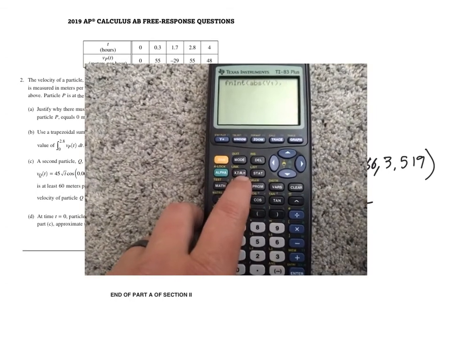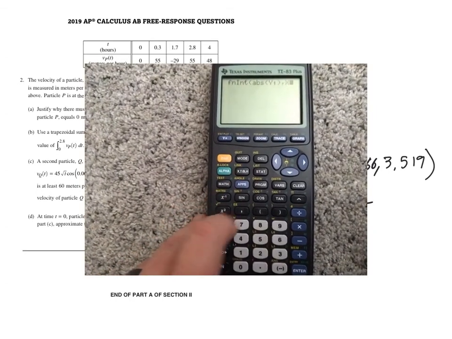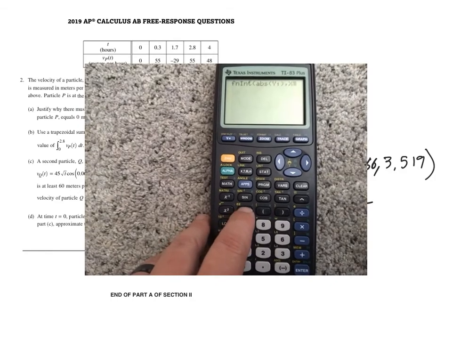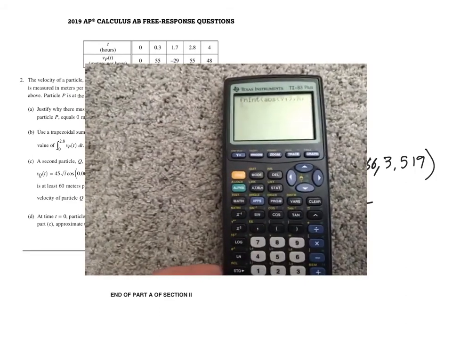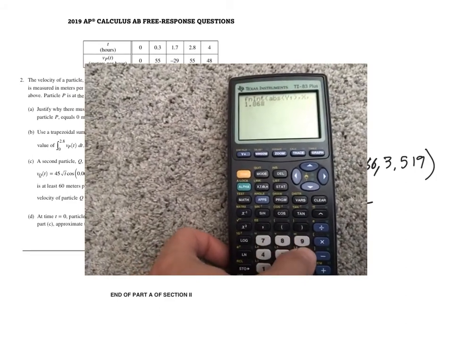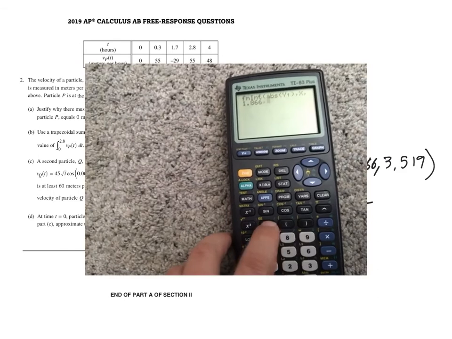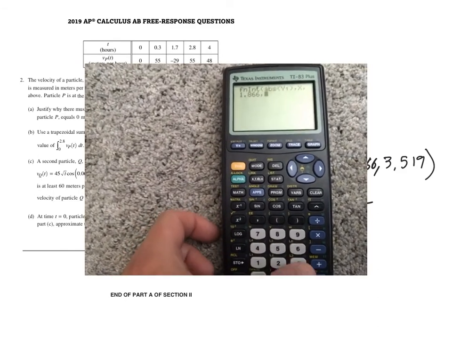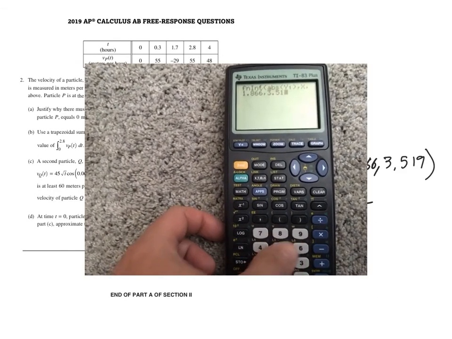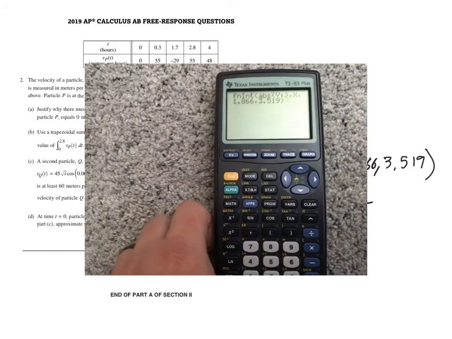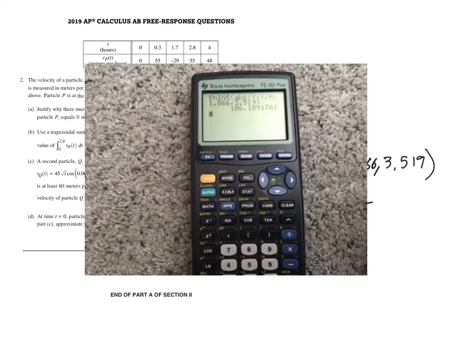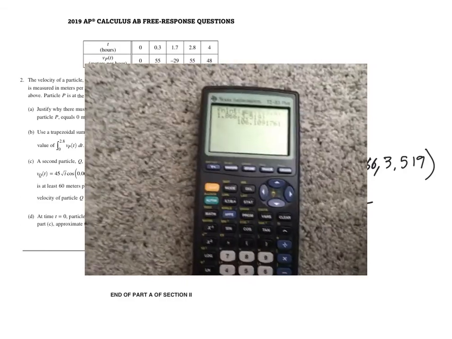Then comma, then what's the variable? The independent variable. In our equation, it's t. On the calculator, I didn't bother changing it to a t. I just left it as x. Then your two limits, which were 1.866, and then comma your other limit, which is 3.519. All right, and then just let the calculator do the work for you. And so we get 106.109.